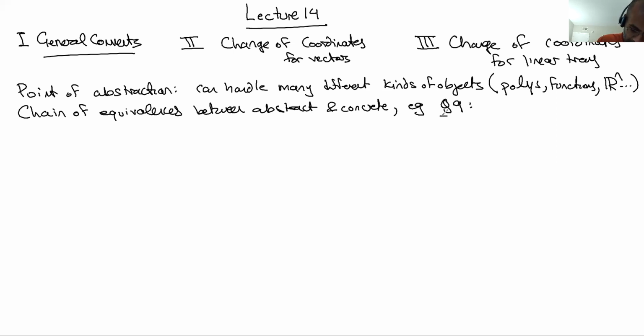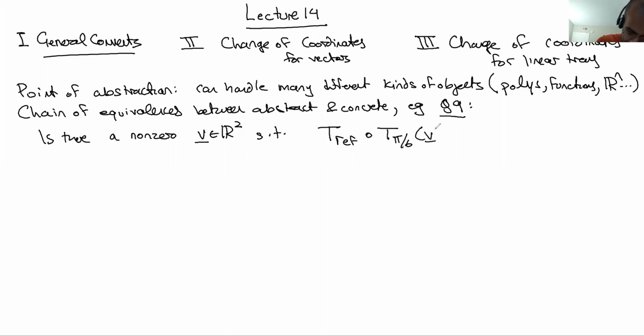Problem 9 of the midterm asked, is there a non-zero vector in R2 such that if you reflect it across the line that makes a 45-degree angle with the x-axis, and if you rotate it by pi by 6 radians and then reflect it, is that the same as doing it in the opposite order?